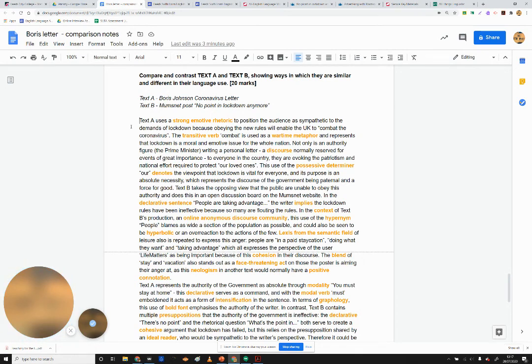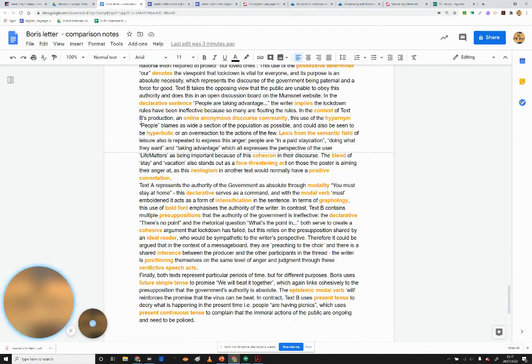Lexis from the semantic field of leisure also is repeated to express this anger. "People are in a paid staycation, doing what they want, taking advantage" all express the perspectives of the user, "life matters," that's their name, as being important because of this cohesion in their discourse, because they keep repeating it. The blend of "stay" and "vacation" also stands out as a face-threatening act on those the poster is aiming their anger at, so they're blaming them. This neologism, i.e. the blend word "staycation," in another text would normally have a positive connotation, but here it's ironic.